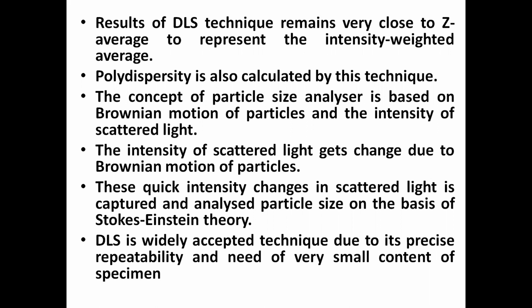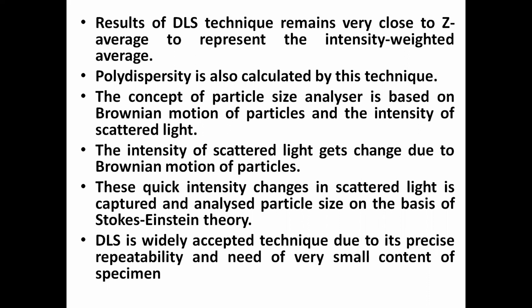So polydispersity is also calculated by this technique. Polydispersity is basically the ratio of the W average, meaning weight average molecular weight, divided by the number average molecular weight. For a homogeneously distributed particle size or molecular chain size, the polydispersity remains 1. But in reality, there is no molecule which will give a polydispersity of 1. So as the polydispersity goes away from 1, the variation in size distribution will increase.